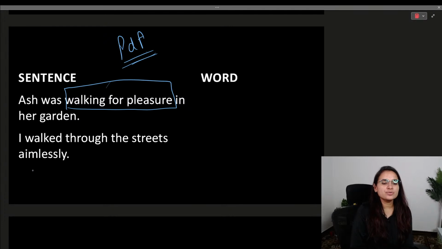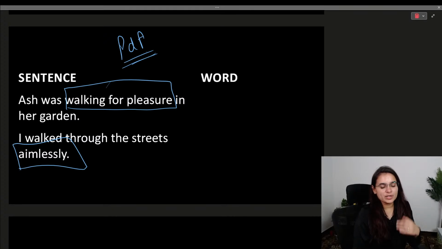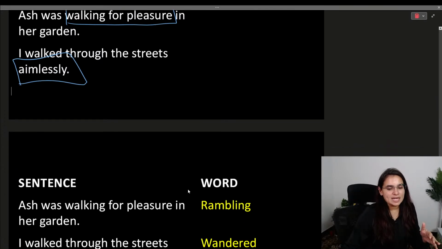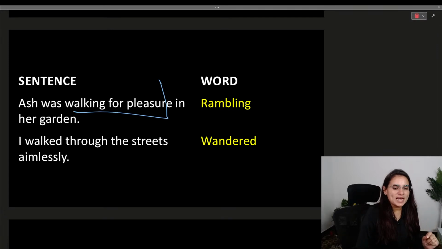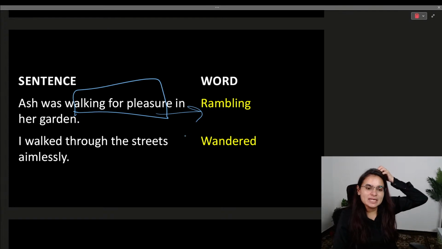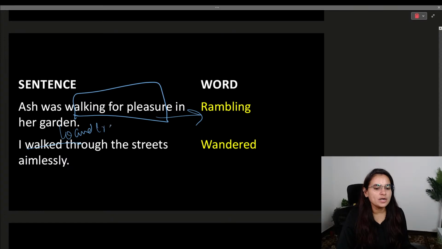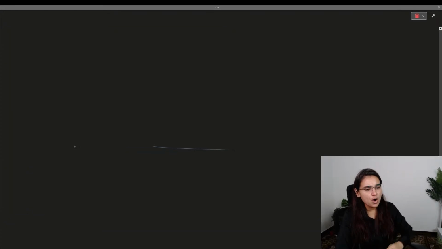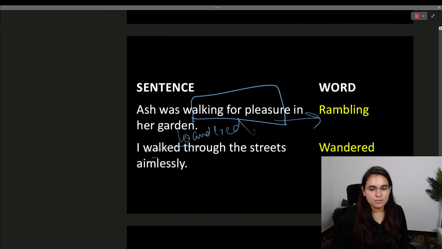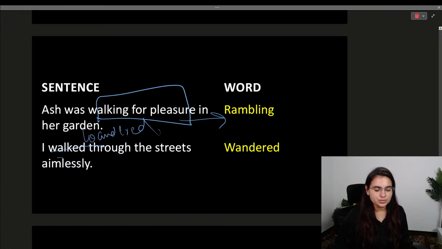Okay, I walked through the street aimlessly. When you walk without any reason, what is the word for that? Answer is on your screen. When you are walking for pleasure, you can say rambling. Ash was rambling in her garden. It simply means that she was walking for pleasure. And when you walk through the streets aimlessly, you can say that I wandered through the streets. Instead of walk, you can say wandered. Okay? All right. Perfect.